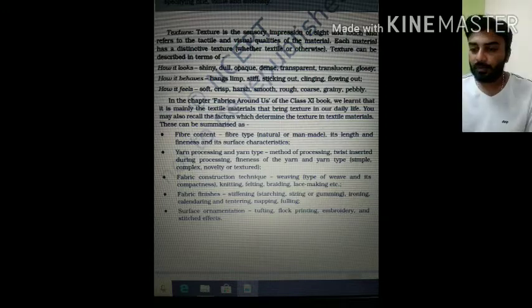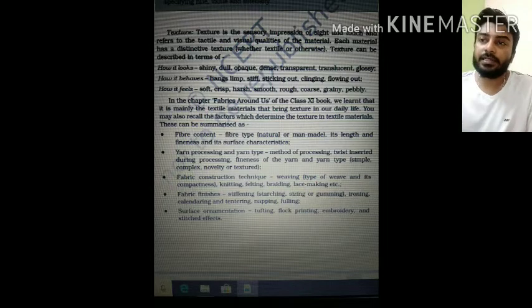So today we are going to start with the second element, that is texture. Now what is texture? Texture is the sensory impression of sight and touch, and refers to the tactile and visual qualities of the material. Each material has a distinctive texture, whether textile or otherwise.